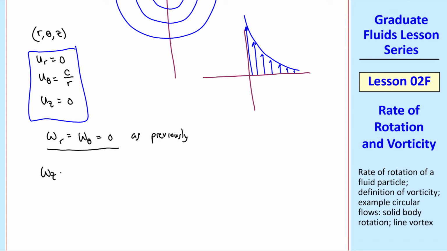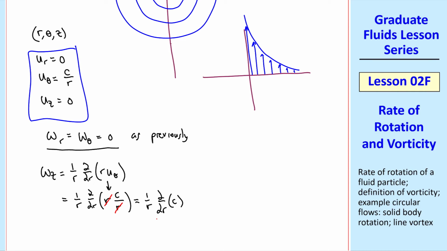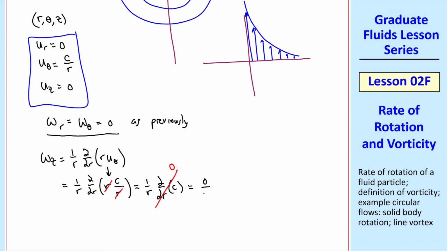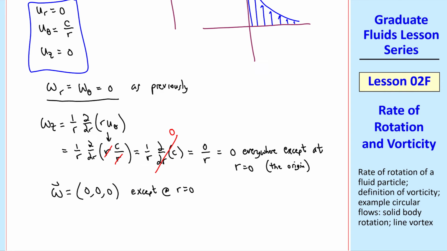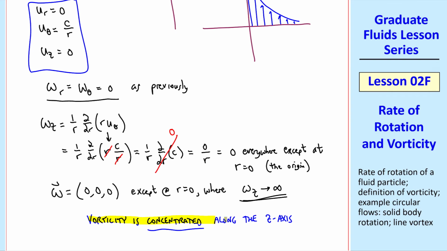What about omega z? Using our equation from previously, we plug in u theta and the r's cancel, so we get 1 over r del r of a constant. But the derivative of a constant is 0, so omega z is 0 over r, which is 0 everywhere except at r equals 0, the origin. So the three components of omega are 0, 0, 0, except at r equals 0, where omega z is infinite because of this r in the denominator. In other words, vorticity is concentrated along the z-axis.